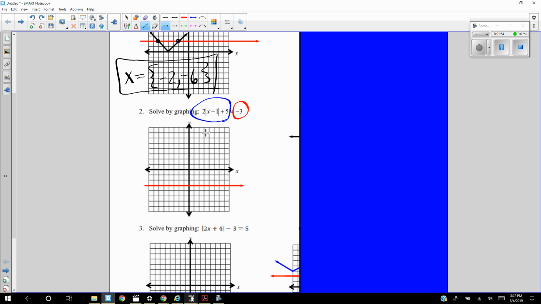I'm going to go ahead and finish this one off, though. Still do need to graph the problem, even if you know it's going to be a no solution. Or, of course, we can say empty set as well.